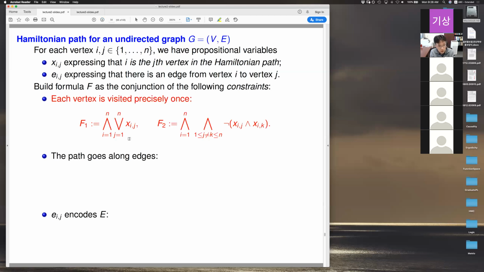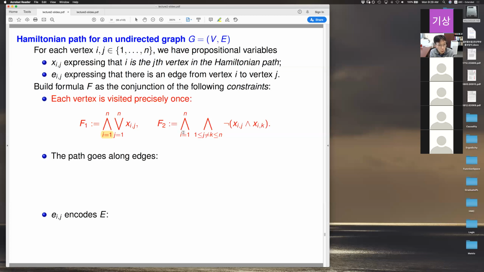This is how we write this. We say that for every vertex I, there exists a J, which means there exists a time when we visit this vertex I in the Hamiltonian path. So for every vertex I, there exists J such that we visit this vertex I at the jth time in the Hamiltonian path. This meets the first criterion, which is that this Hamiltonian path should visit every vertex in a given graph.